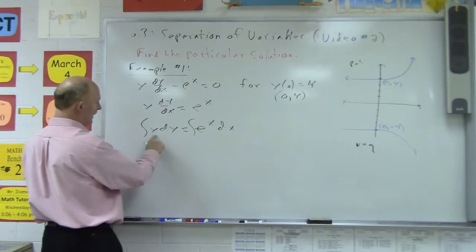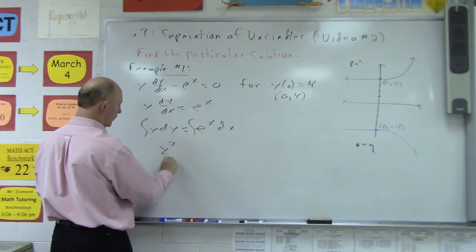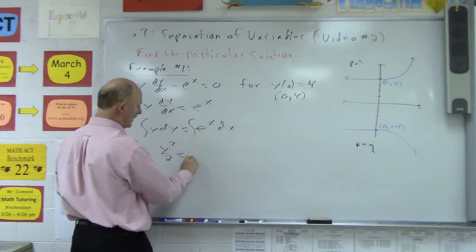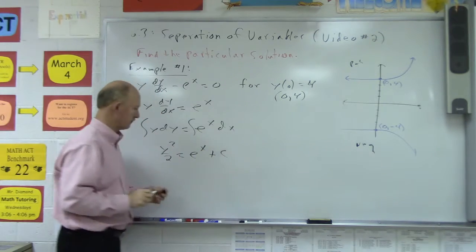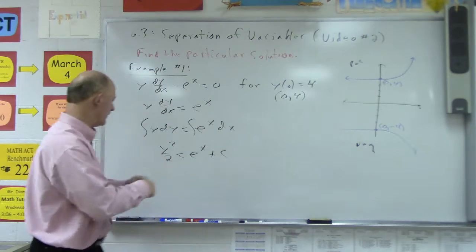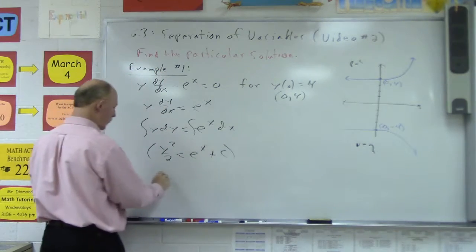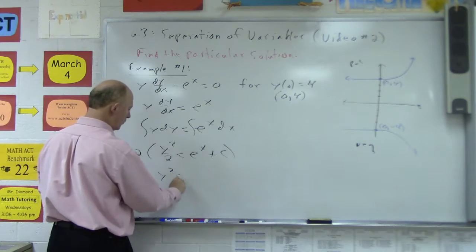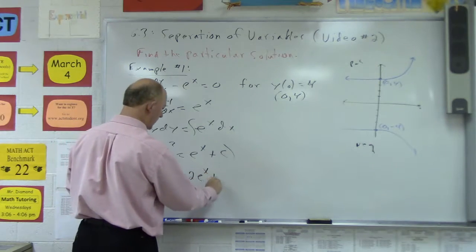As you integrate, the antiderivative of y on the left-hand side is y squared over 2. The antiderivative of e to the x is e to the x plus c. Now, this is our general solution. So let's multiply everything by 2 to see if I can solve for y squared. Multiplying by 2 gives us y squared equals 2 e to the x plus c.